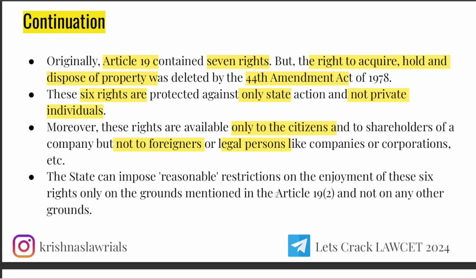As we saw, under Article 19(1) we have 6 rights. Similarly, Article 19(2) gives power to the state to impose reasonable restrictions on these rights. In a sense, the state can restrict us from exercising those 6 rights only on these reasonable grounds.